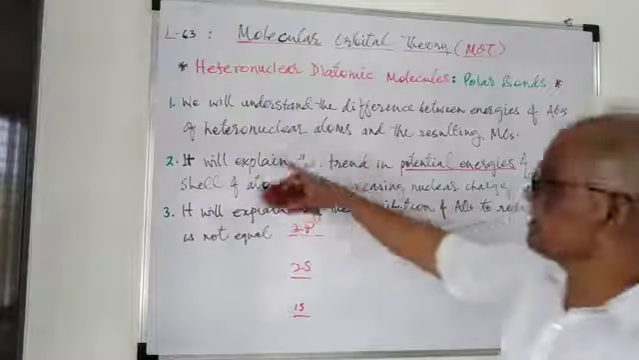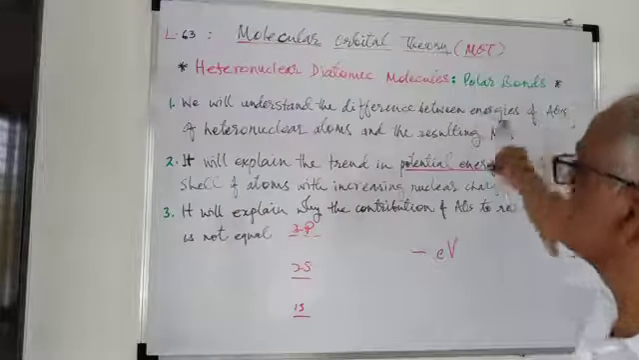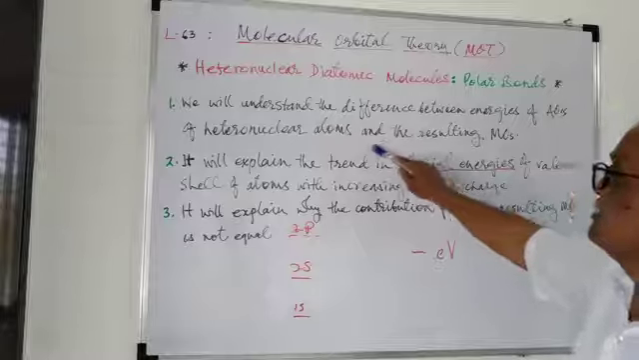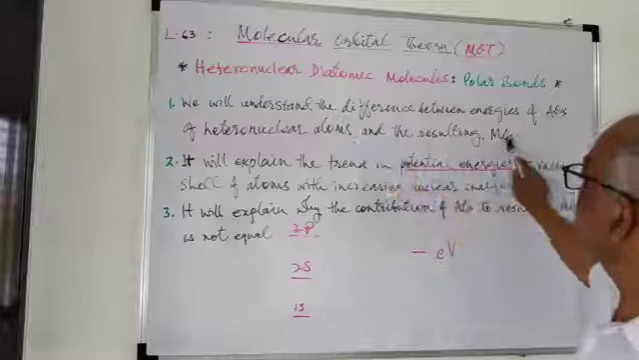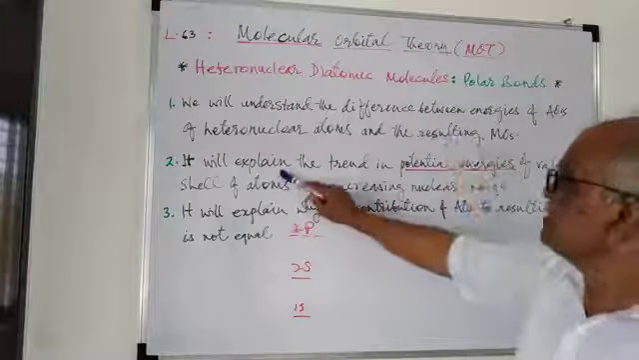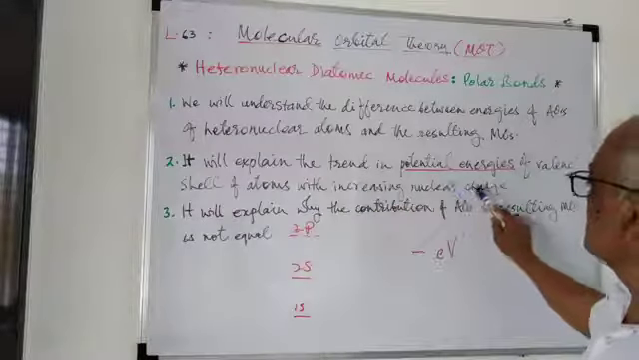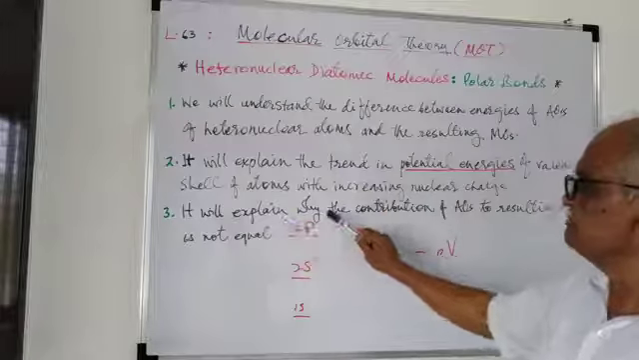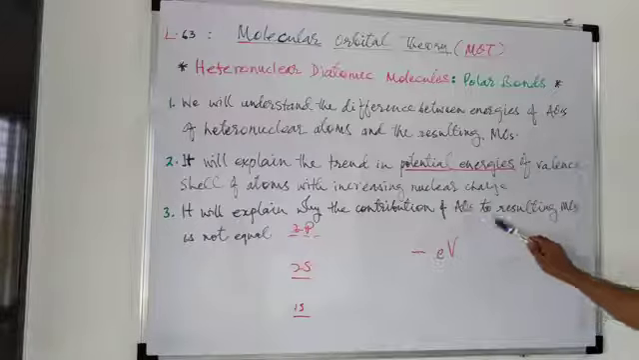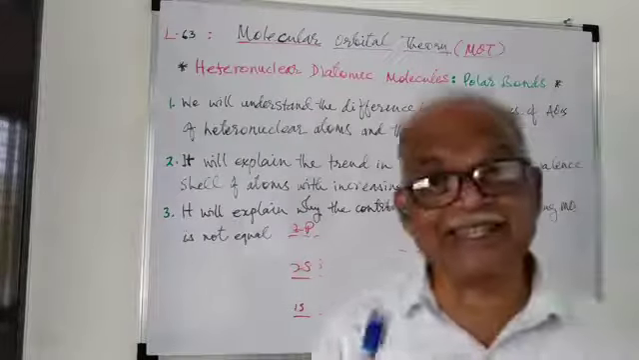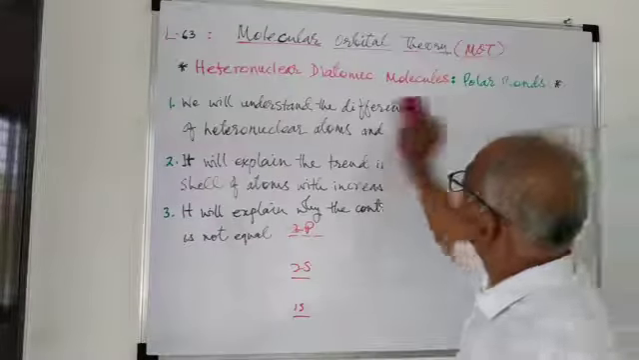In this topic we are going to cover the following points. We will understand the difference between energies of atomic orbitals of homonuclear diatomic and heteronuclear atoms and the resulting molecular orbitals. Similarly, it will explain the trends in potential energies of valence shell orbitals of atoms with increasing nuclear charge. Similarly, it will explain why the contribution of atomic orbitals to the resulting molecular orbitals is not equal. So we will discuss all these things one by one.